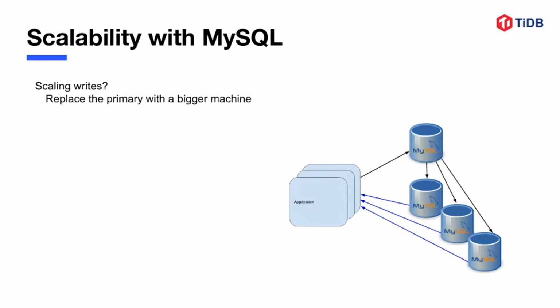But what if you want to scale writes? So you want to be able to take more writes. Well, you replace the primary machine with a bigger machine. That might work for a bit of time, but then you also need to make sure that all the replicas are replaced with bigger machines, because they might get promoted at some point, and you don't want to get less capacity because the promotion happened.